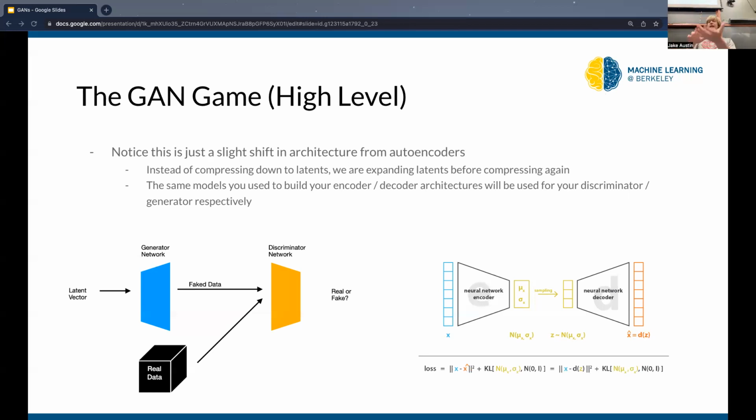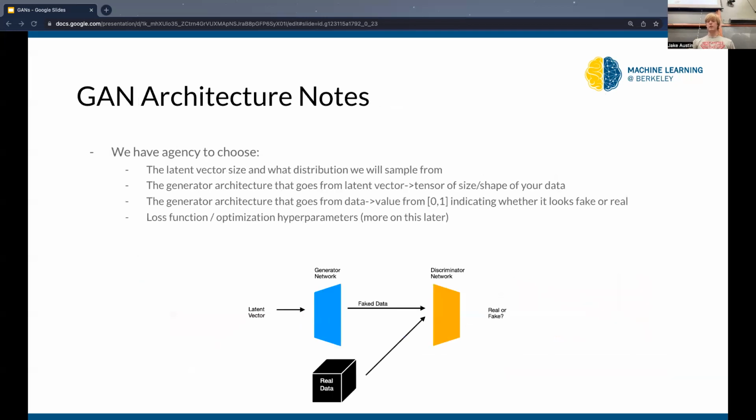The generator is going to see this latent variable of noise and just try and decide, okay, if this value is big, that means my cat is going to be standing up or running or something like that. It's going to get this latent variable of just noise, and try and assign meaning to it so that it can generate a whole host of real looking images. So we have agency to choose how big the latent vector is and what distribution we're going to sample from. We can choose the generator architecture that goes from just a single latent variable, just a vector, all the way up to something that looks like an image. It should have the same size, the same shape as our real data.